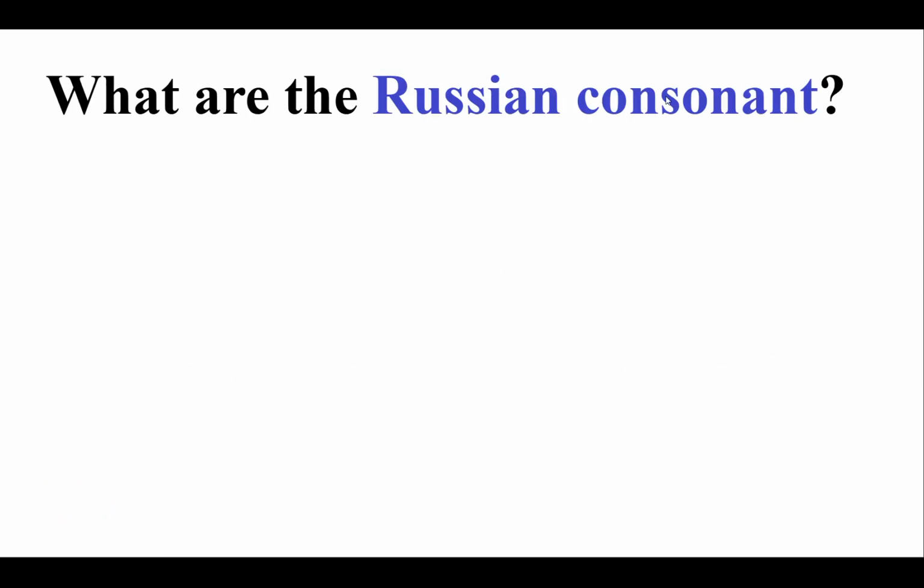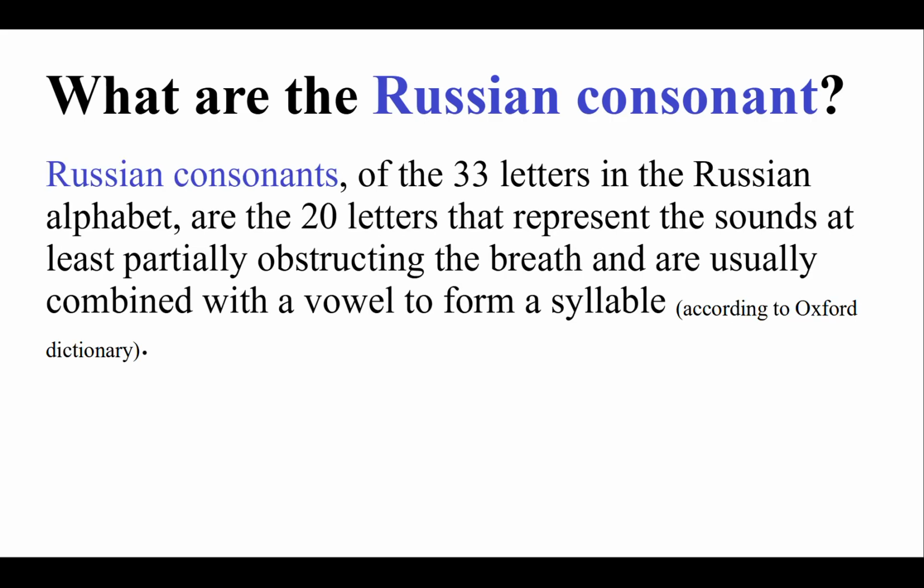So, first things first, before we talk about consonant alternation, let's clarify what consonants are. Russian consonants are the 20 letters of the 33 letters in the Russian alphabet that represent sounds that at least partially obstruct the breath, and the letters that are usually combined with a vowel to form a syllable.